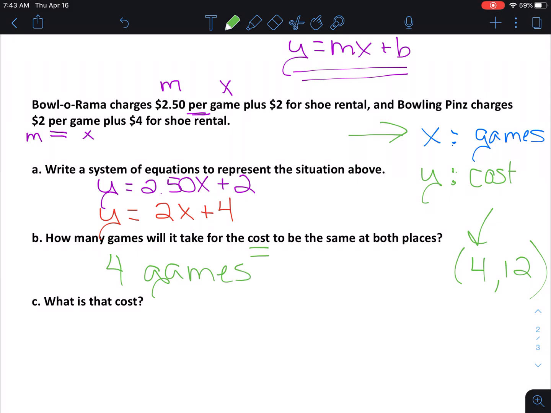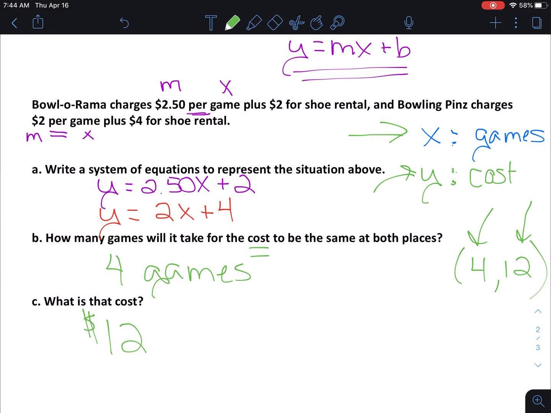Just having this ordered pair is not enough. We actually have to answer the question. So we can't just write 4, 12. That won't work here. But I like to write it off to the side and then figure out where this stuff goes. All right, so then what is the cost? Well, we said up here that the cost was y, and you can see here our y is 12. So 12 what? Well, in this case, cost is usually measured in dollars, so it's $12.